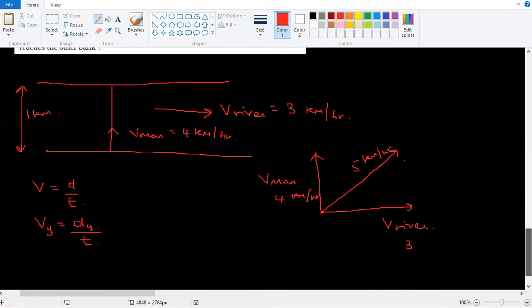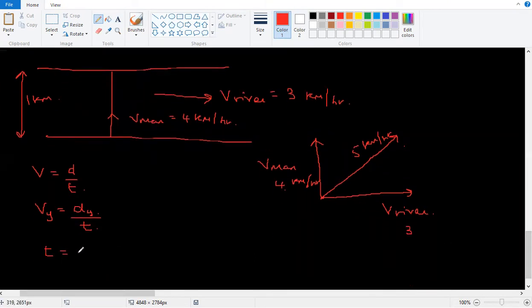So time taken is what is asked. That means time taken is equal to distance in the y direction divided by velocity in the y direction. Distance in the y direction is 1 kilometer. Velocity in the y direction is 4 kilometers per hour. The kilometer cancels, per hour goes to the top, so it will be 1 by 4 hour, which is nothing but 15 minutes. So it takes 15 minutes for him to cross the river. So that's the first part of the question, the A part.